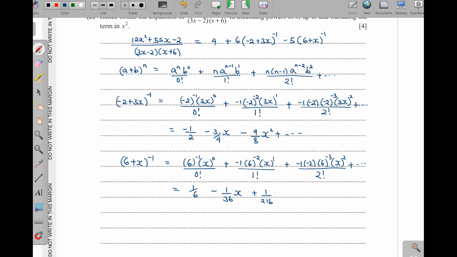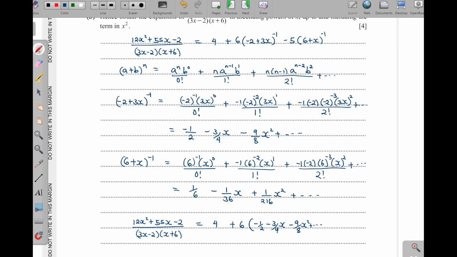And then x what? Squared. It goes like that. So that means this one here shall be, I'll just slide it down here, and I say 4, then plus 6, then times what we have gotten here. It's a negative a half minus 3 out of 4 of x, and then minus 9 over 8 of x squared.